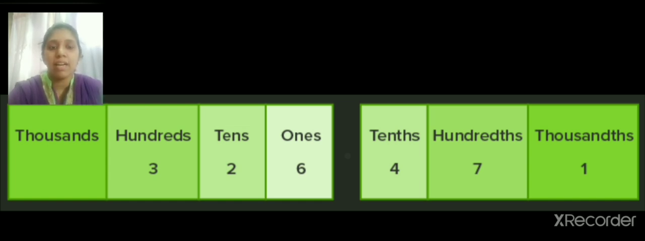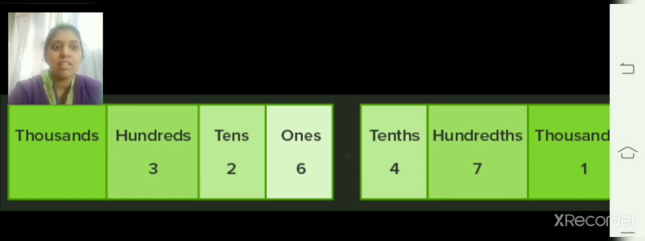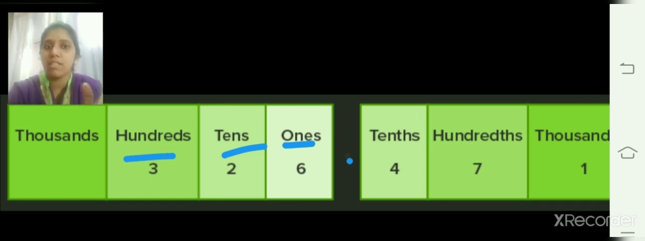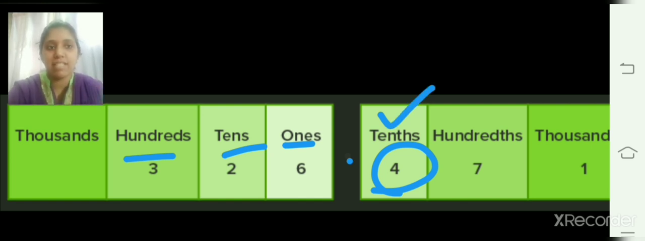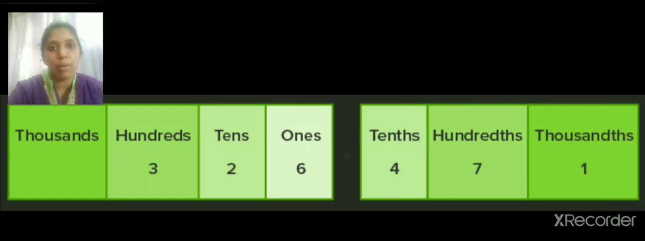326.471. Before the decimal point, you know the place value is ones, tens and hundreds. Here is the decimal point. Before that you have ones, tens, hundreds, thousands, it goes on. So here 326, we know the place value. Now after the decimal point, what is the place value of this 4? It is tenth. Clear? Now the place value of 7 is hundredth. Then comes the place value of 1, which is thousandth.